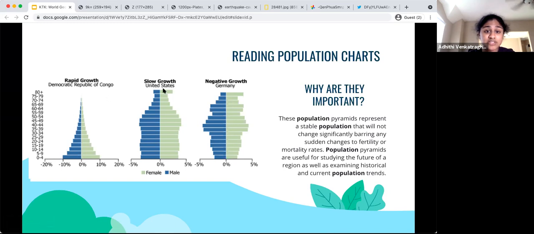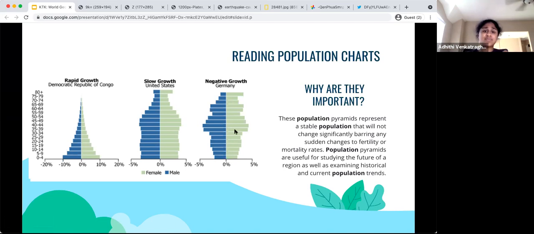We can also see slower growth in a developed country like the United States, and we see that it looks almost like a rectangle. People tend to live an equal amount of time on either side. We can see that women in older age tend to live longer than men.